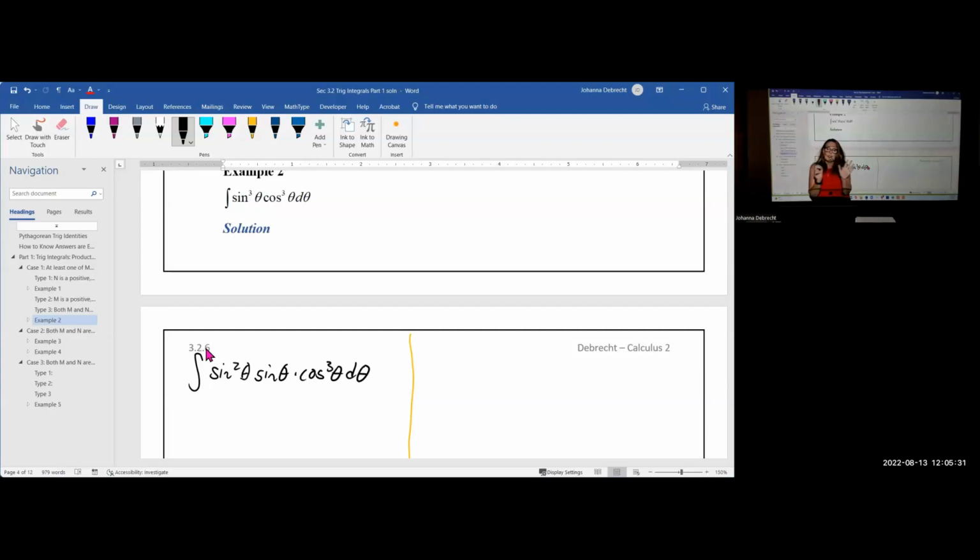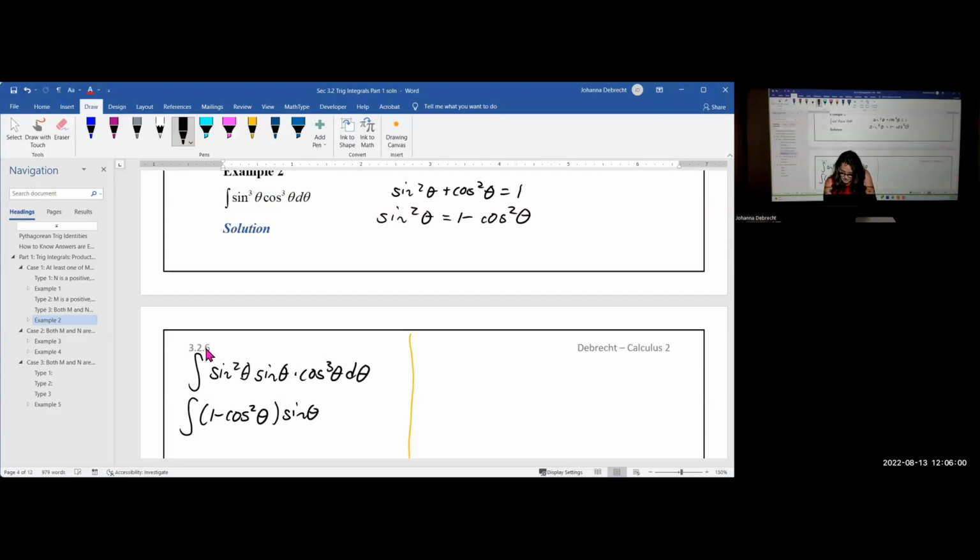So I chose to go after the sines. So I pull one sine off. That leaves an even number. Now I'm going to use my Pythagorean identity. So I have sine squared of theta plus cosine squared of theta equal 1, which means that sine squared of theta equals 1 minus cosine squared of theta. So then I can replace this. This becomes the integral of 1 minus cosine squared of theta times sine of theta times cosine cubed of theta d theta.